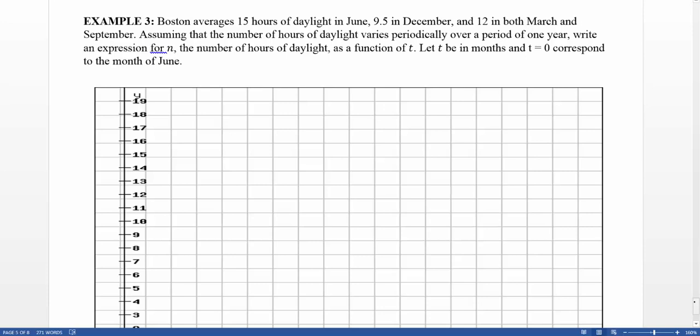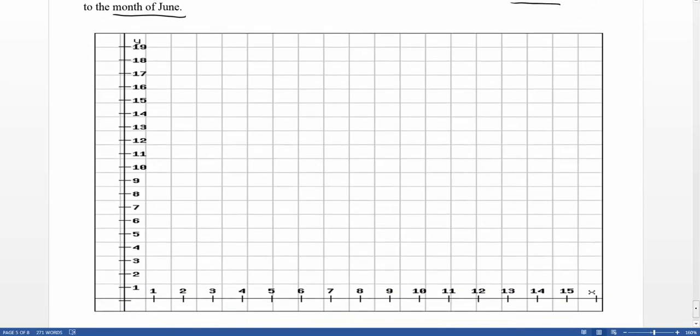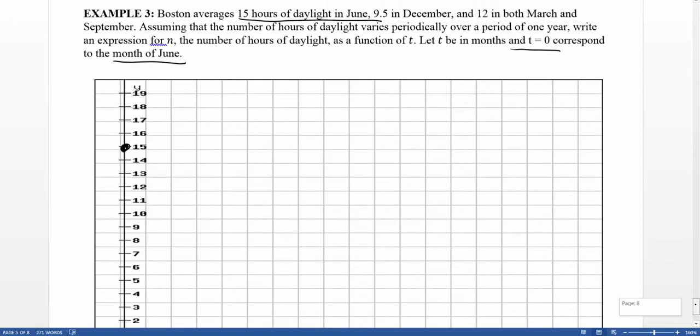So there's a lot of information here. One of the most important pieces is that t equals 0 corresponds to the month of June, which means that when my function begins, the measurement begins in June. So I know that in June, I have 15 hours of daylight. So that means if I want to take a stab at graphing this function, when I start my graph, I'm going to start at 15. So when time equals 0, the daylight is 15 hours. There's a lot of other information that I want to plot here, and that'll give me a sense of what my graph should look like. So let's see what else I know.